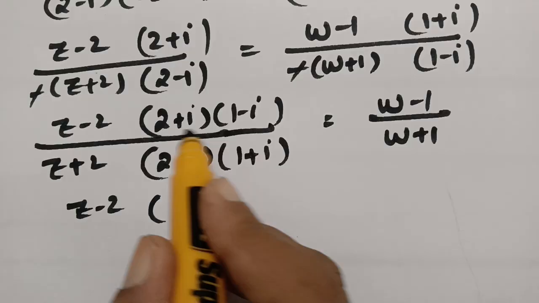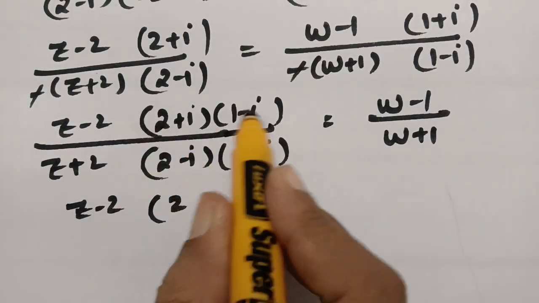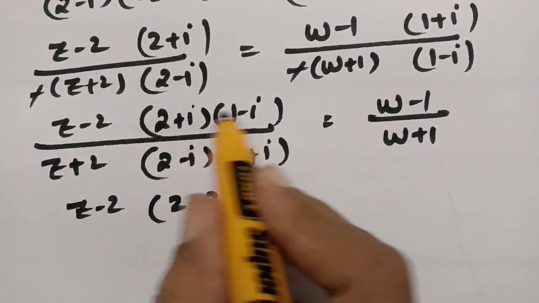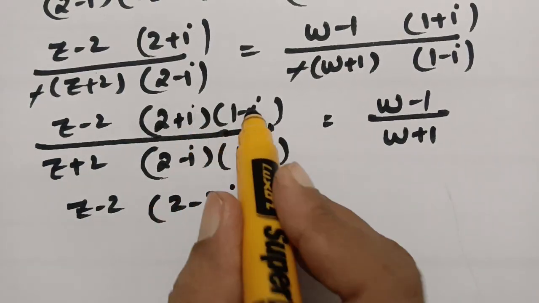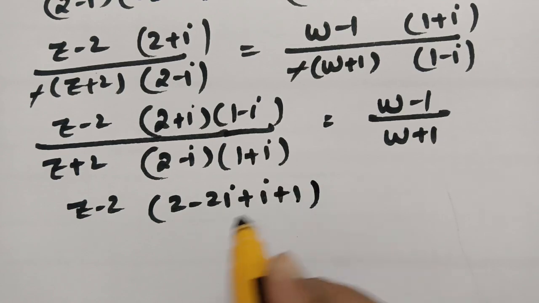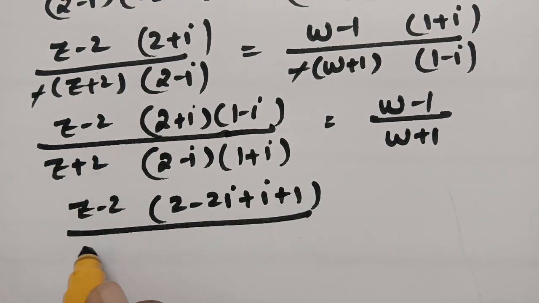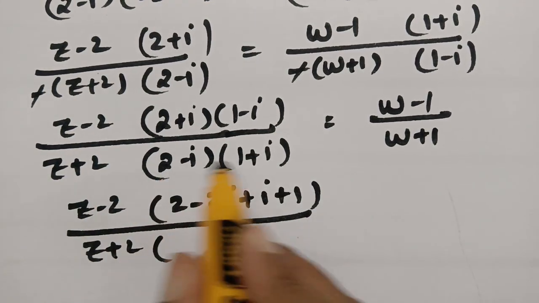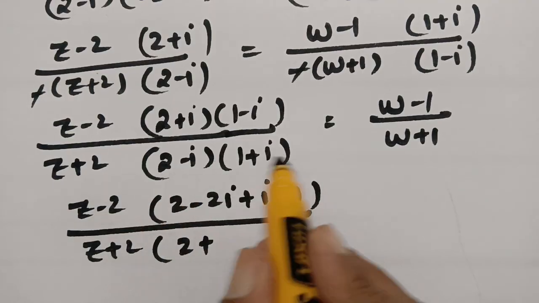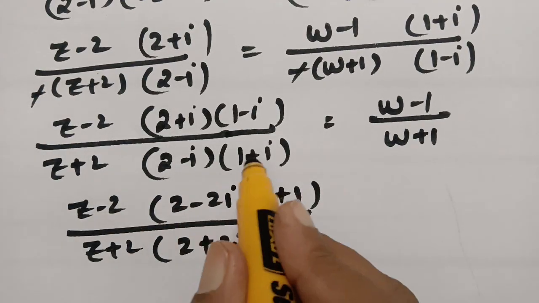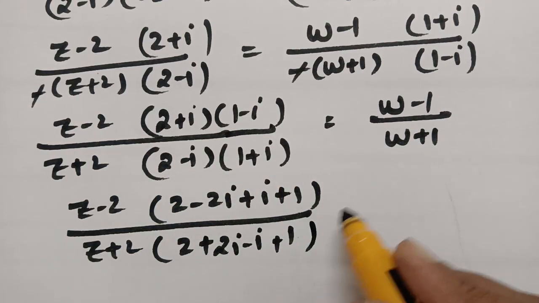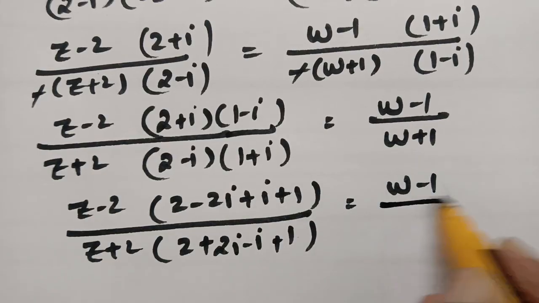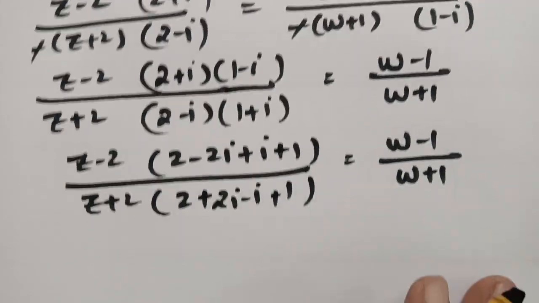So this is z - 2 into, 2 ones are 2. If I multiply, this is 2i. If I multiply, this value is i. So this is minus i squared, the value is minus 1, divided by z + 2. If I multiply, this is 2 plus 2i, so this value is minus i, and this value is i squared, so this is minus 1. Clear? So this is w - 1, this is w + 1.